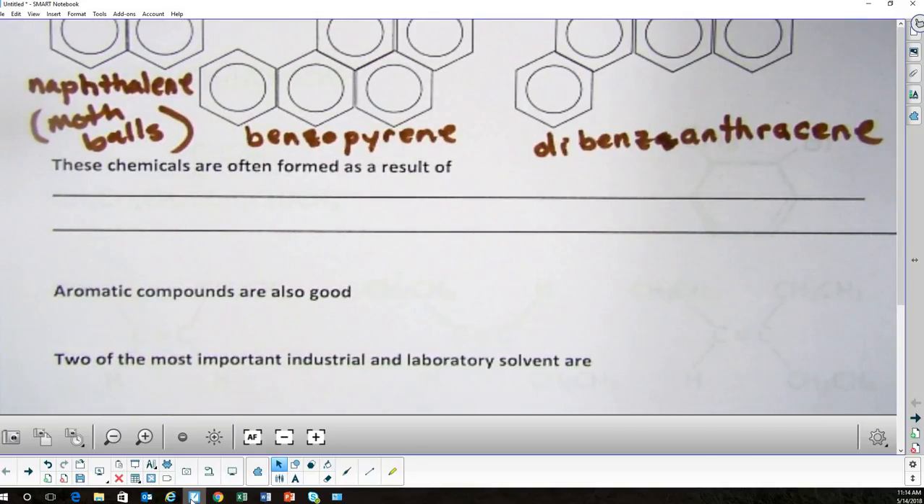Okay, so these chemicals are often formed from, what did I tell you? They're formed from what? Smoking and burned food and fossil fuels, yep.